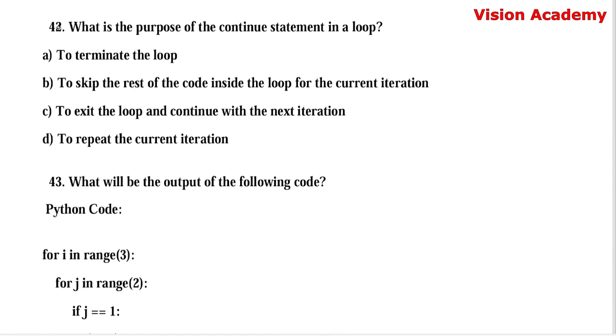Question number 42. What is the purpose of the continue statement in a loop? Option A, to terminate the loop. B, to skip the rest of the code inside the loop for the current iteration. C, to exit the loop and continue with the next iteration. D, to repeat the current iteration. Here option B, to skip the rest of the code inside the loop for the current iteration, is the right answer.